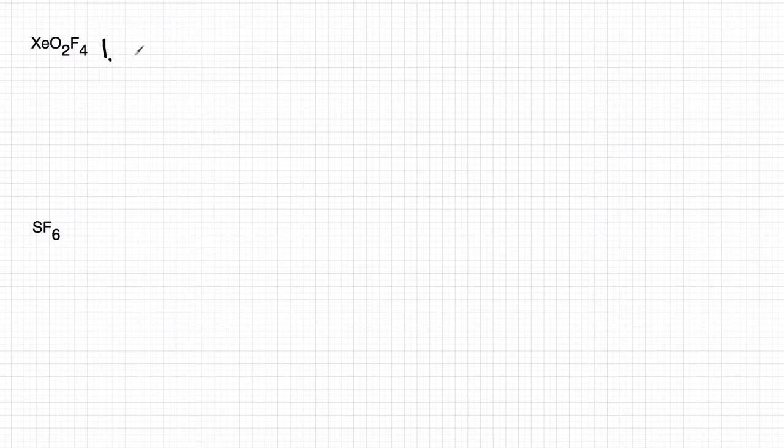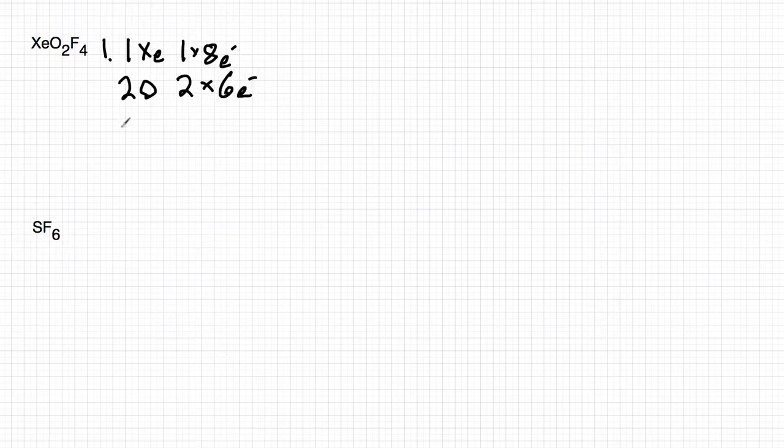For step 1, we've got 1 xenon, and that's going to be 1 times 8 electrons. We have 2 oxygens, that's going to be 2 times 6 electrons. And for fluorine, we've got 4 of them, and that's going to be 4 times 7 electrons, and that's going to give us a total of 48 electrons.